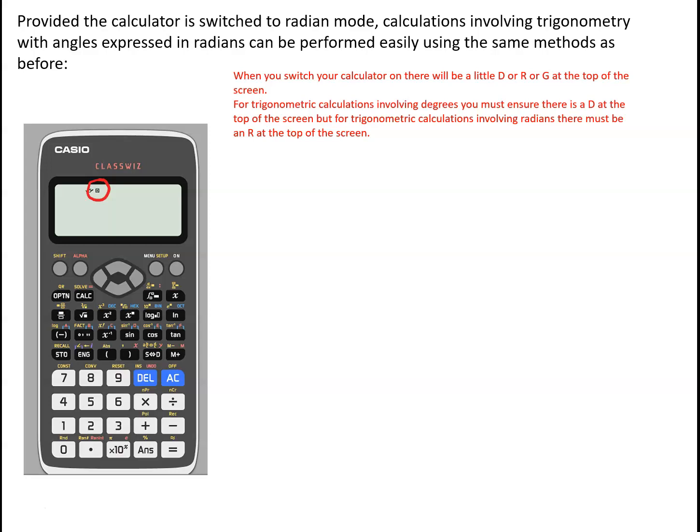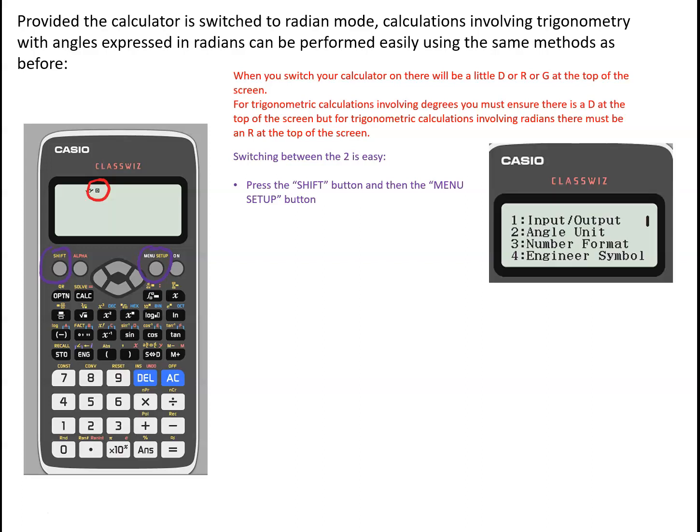How do we change it? Well, if we need to change it from degrees to radians, we need to press first of all the Shift button and then the menu setup button, which are highlighted now on the diagram.